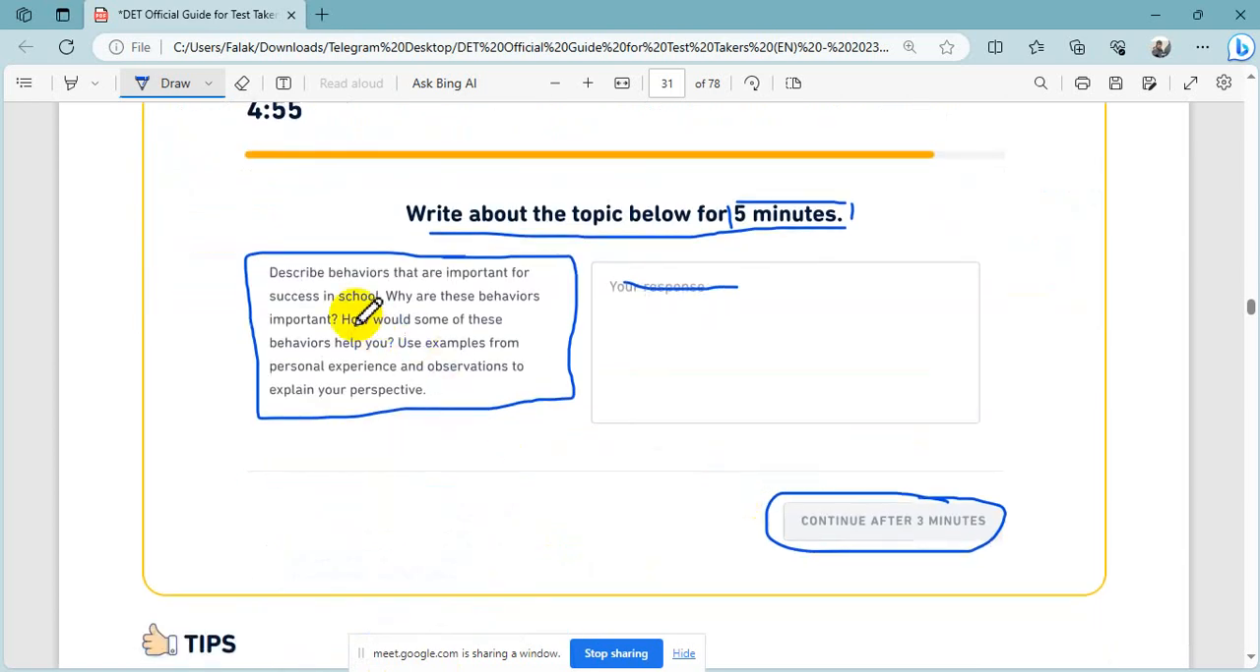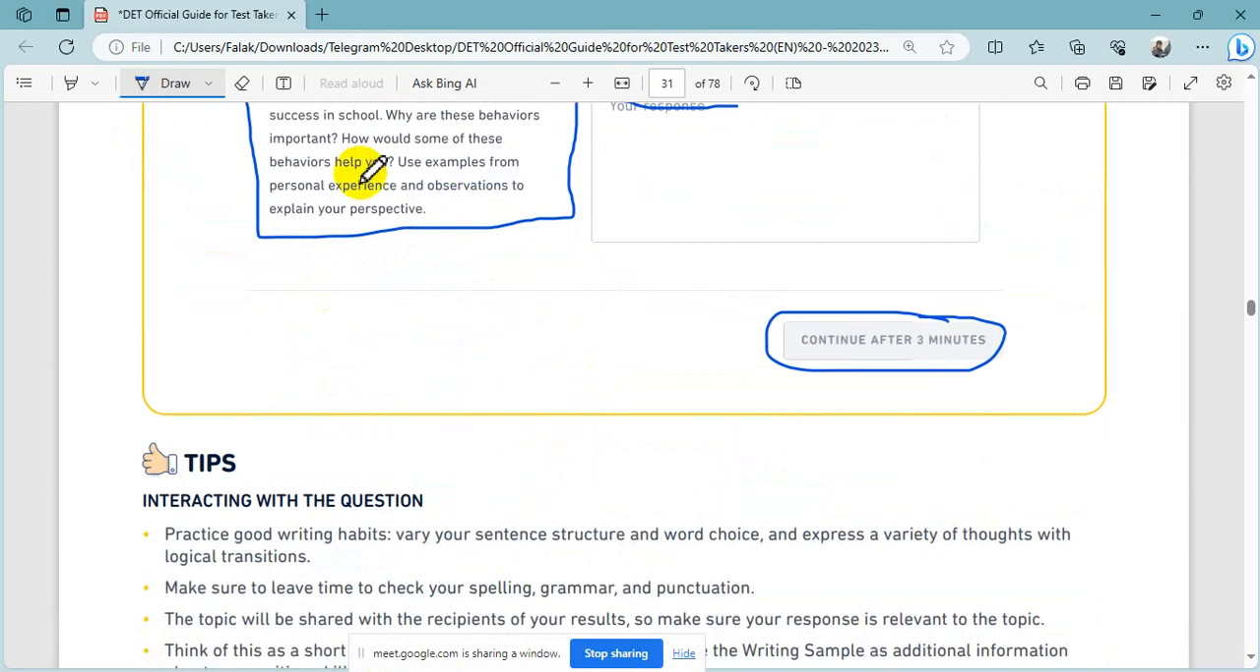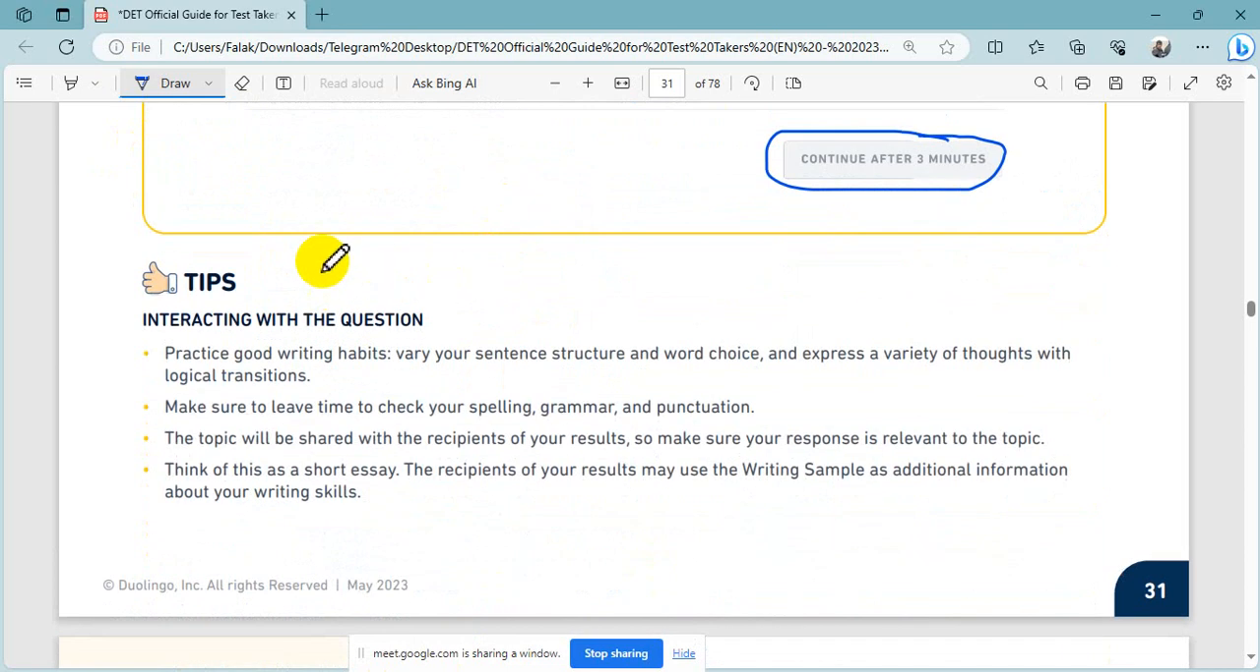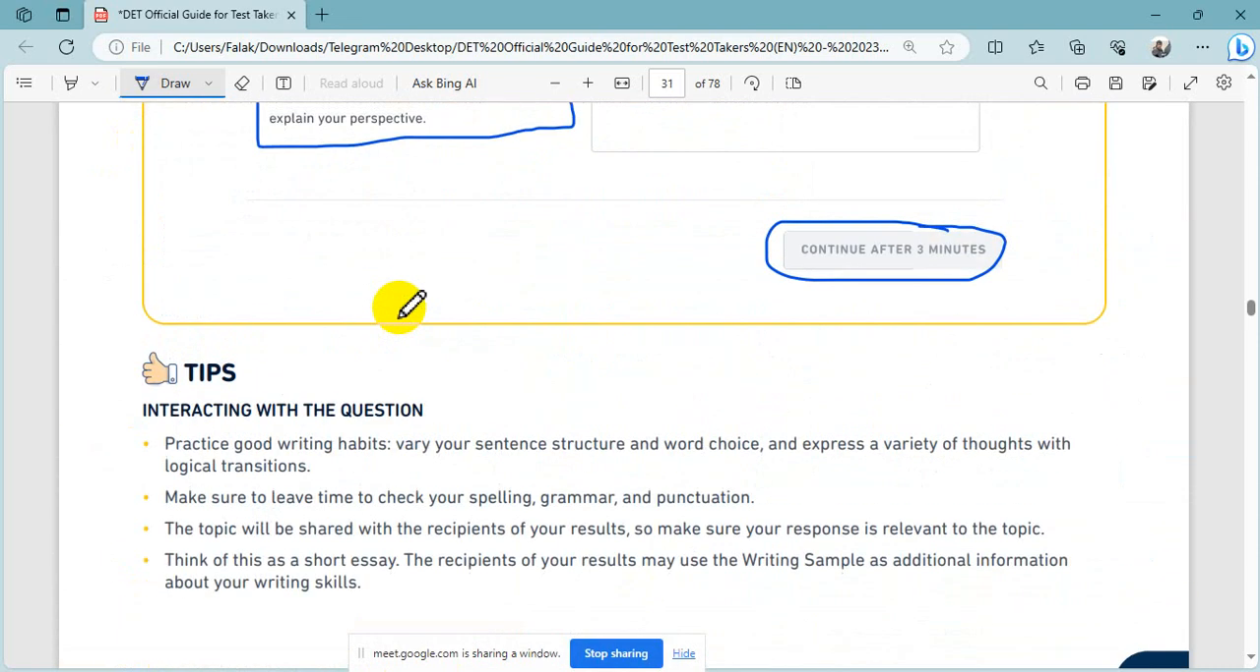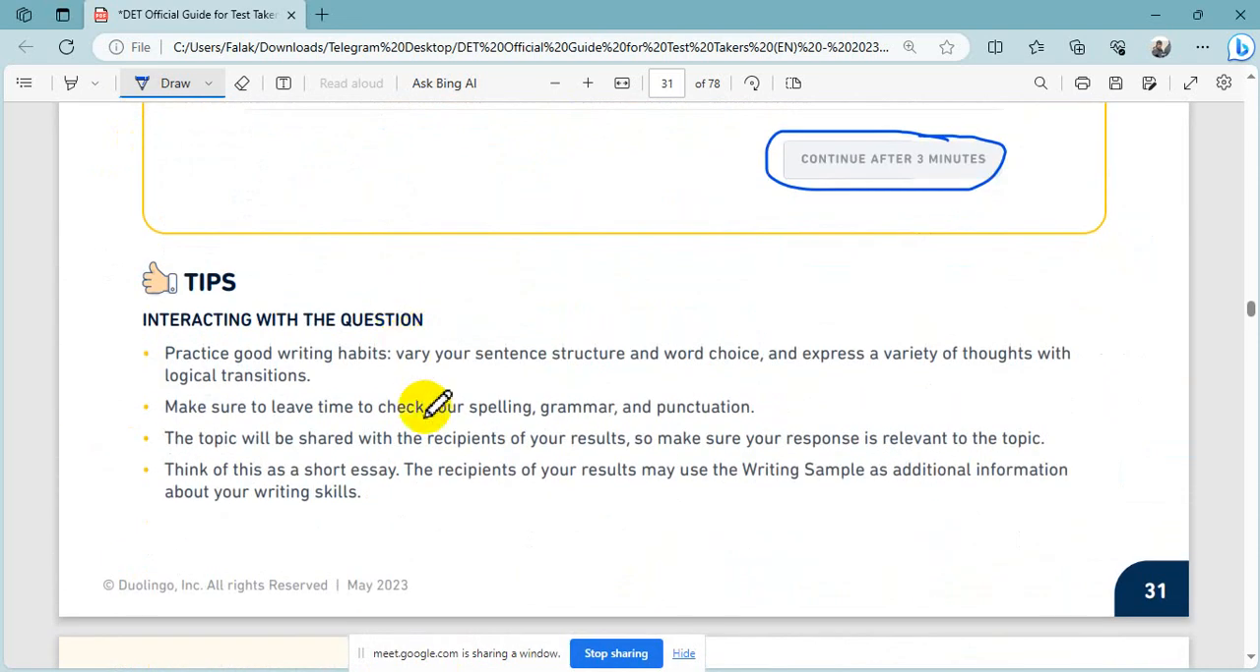On the left side we have the prompt, but before discussing the prompt, let's come here and talk about the tips for interacting with the question, how to do well in this question type. It says, practice good writing habits. Vary your sentence structure and word choice, and express a variety of thoughts with logical transitions. These are the things that we have spoken about previously.